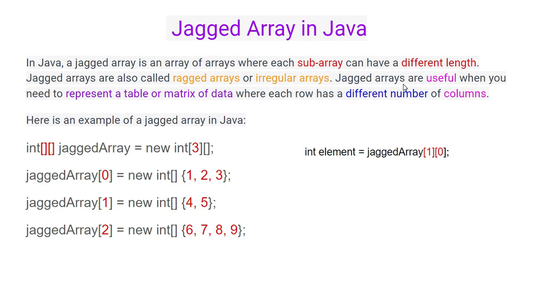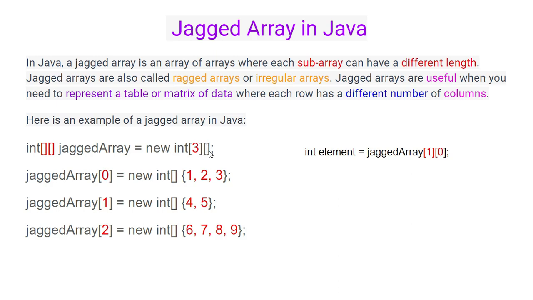Jagged arrays are useful when you need to represent a table or matrix of data where each row has a different number of columns. Okay, what is the meaning of that? Different numbers of columns. Let's see the example, jagged array in Java. For example, we have created one array which is 3 by something. What the something is, we don't know, but we know we have 3 rows only. So the row will be fixed, but whatever the column we have, that can vary. No issue in that.